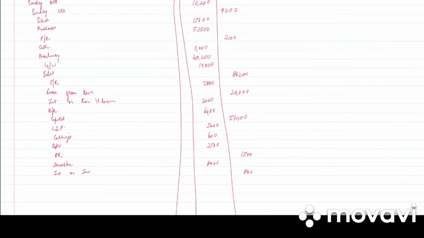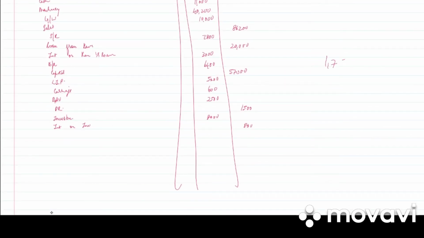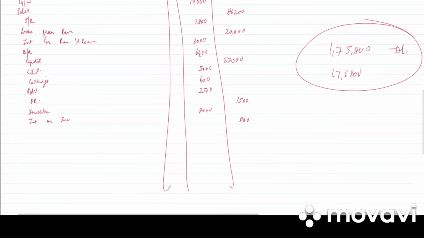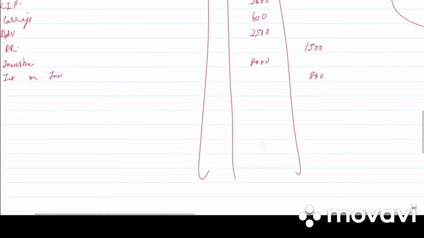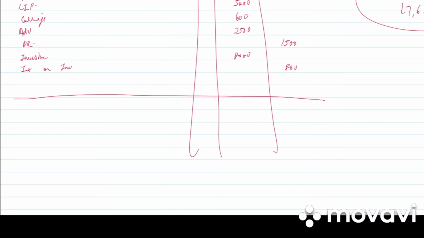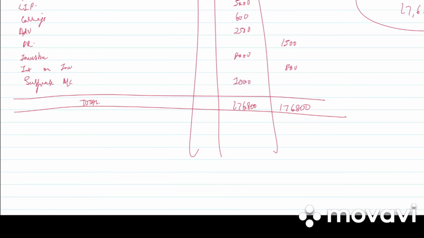Now we need to add both our debit side and credit side. So what is the total of debit side? It is 1,75,800 of debit side and credit side is 1,76,800. So even after checking the trial balance, again there is a difference of 1,000 rupees on the debit side. So whichever side is more, that is credit side, total will be written on both the sides, that is 1,76,800. The difference will be transferred to suspense account on the debit side, 1,000 rupees.